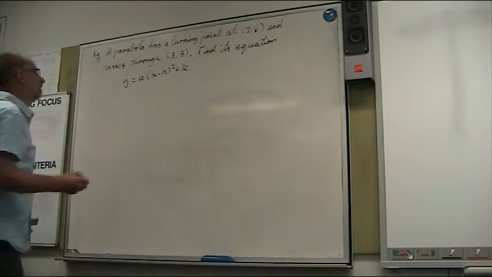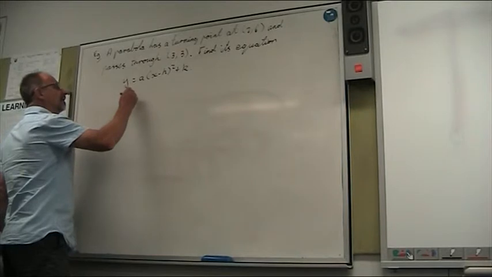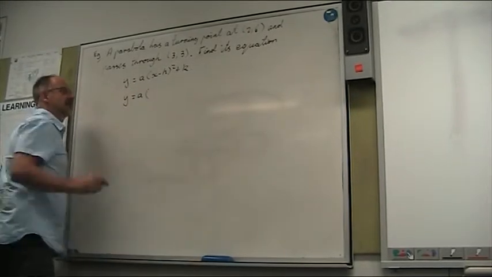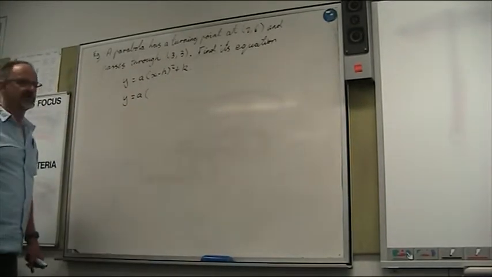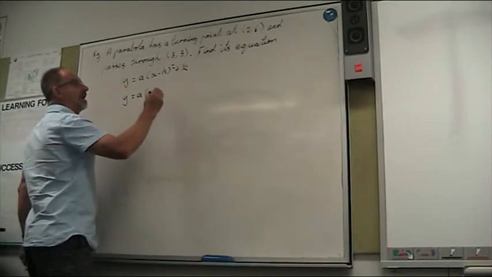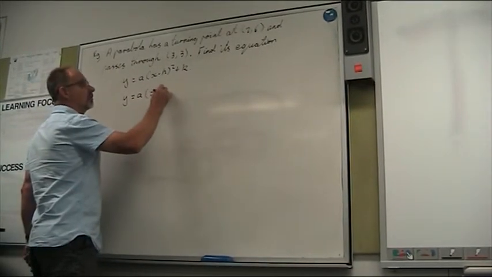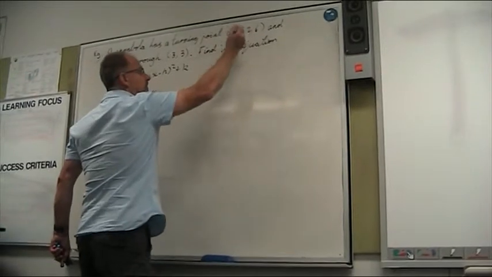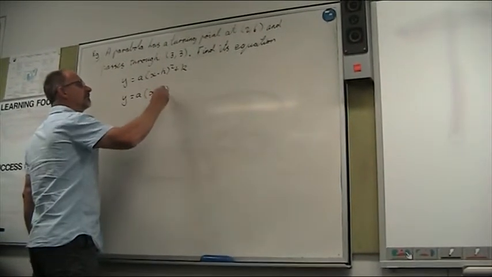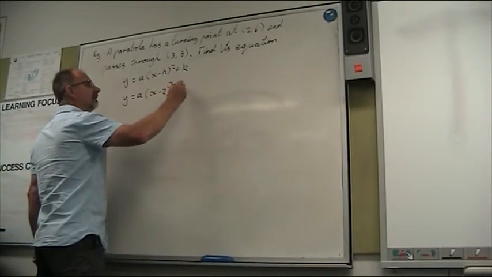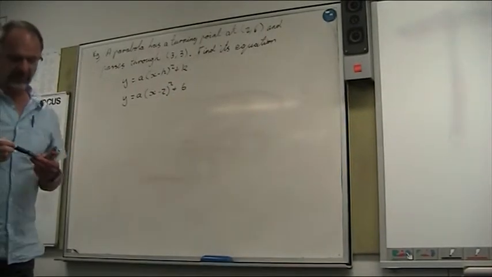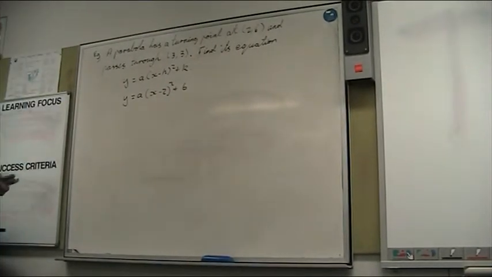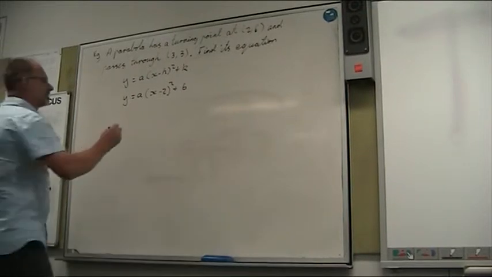Alright, so turning point, we're told, so turning point form, so straight away we can say that this equation is y equals a times x minus 2 squared plus 6. Just putting in the turning point. And we know that it goes through 3, 3.